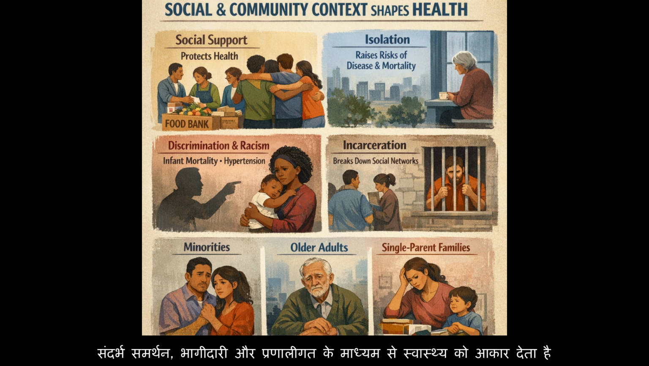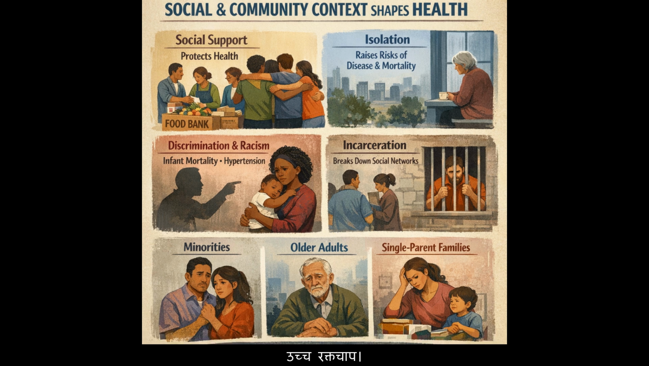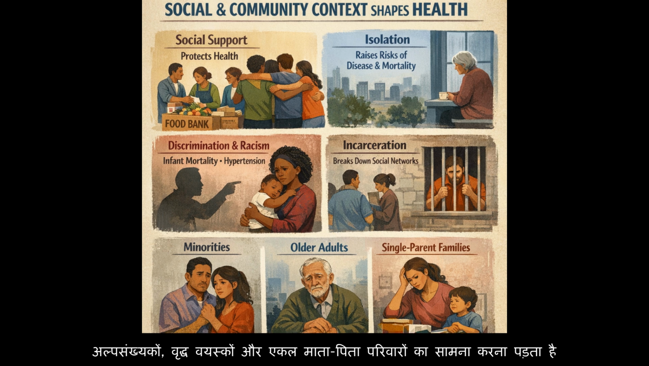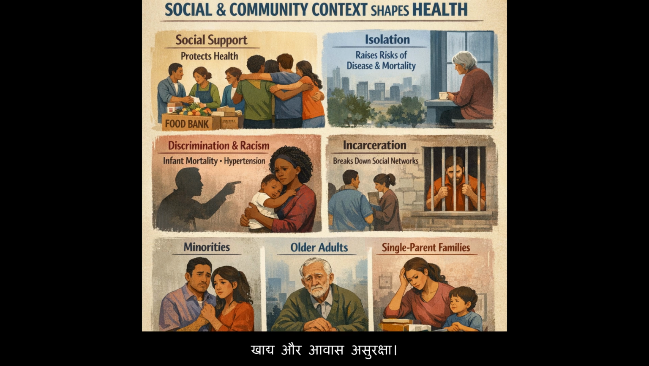Social and community context shapes health through support, participation, and systemic challenges. Social support protects health, while isolation raises disease and mortality risks. Discrimination and racism contribute to infant mortality and hypertension. Incarceration disrupts networks and worsens health. Minorities, older adults, and single-parent households face higher risks of isolation, food, and housing insecurity.